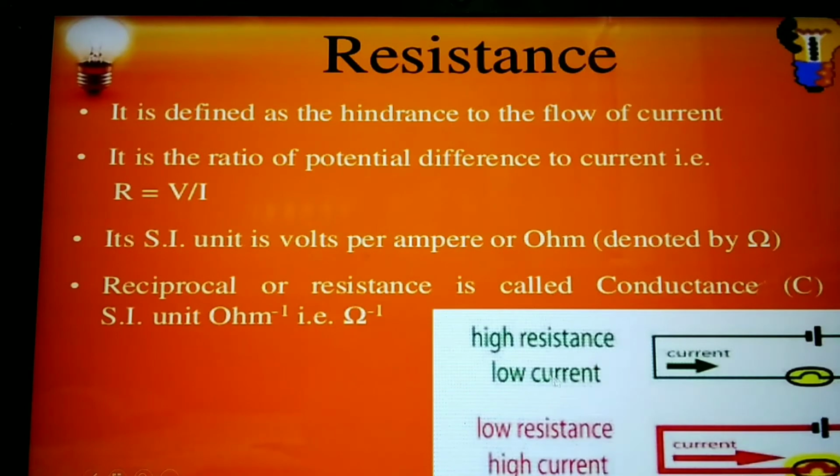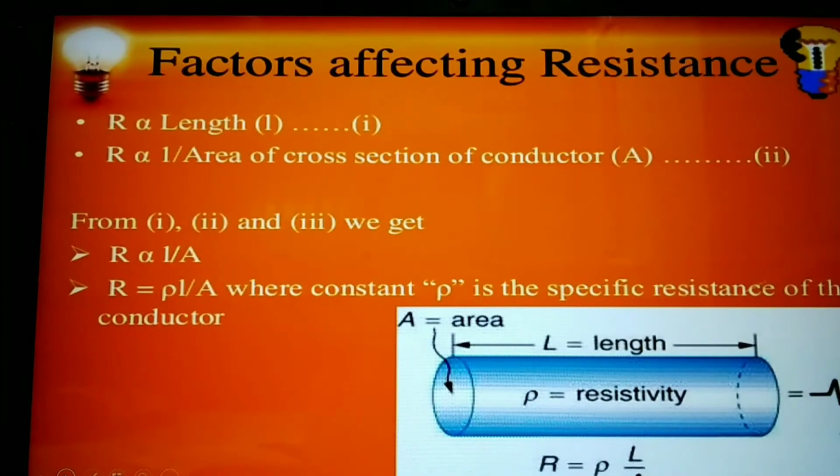Now, if the wire is thin, it will have low current and high resistance. Whereas, if the wire is thick, it will have low resistance and high current. What is affecting resistance? Resistance depends upon the length of the conductor and it is directly proportional to the length of the conductor. Therefore, R is directly proportional to L. Then resistance is inversely proportional to the cross-sectional area of the conductor. That is, R is directly proportional to 1 by A. From 1 and 2, we will get R is directly proportional to L by A.